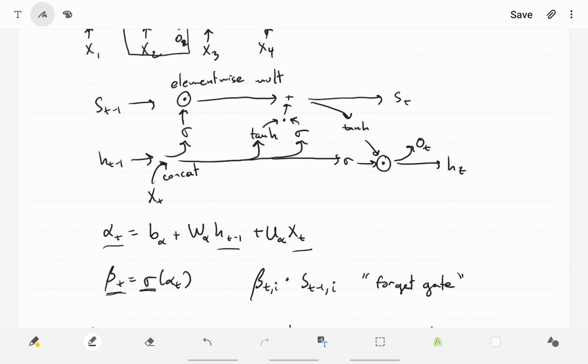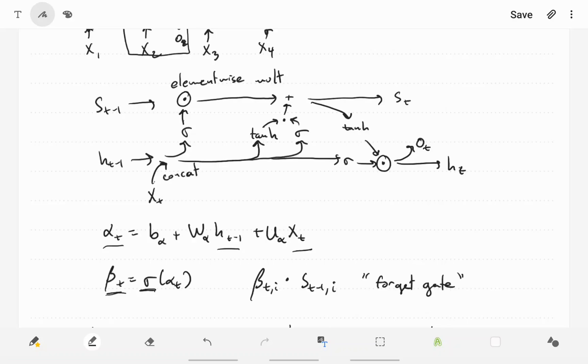Then what are we going to do with this? Well, this number between 0 and 1 is going to multiply S sub t minus 1, the long-term memory. What that ends up doing is it forms a forget gate. It just dampens it, because it's a number between 0 and 1 multiplying this S sub t minus 1. And then this thing gets added to something.